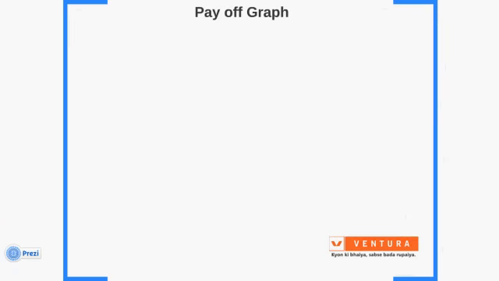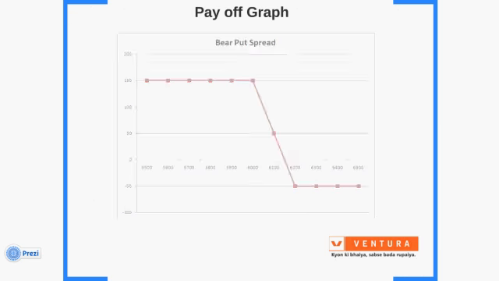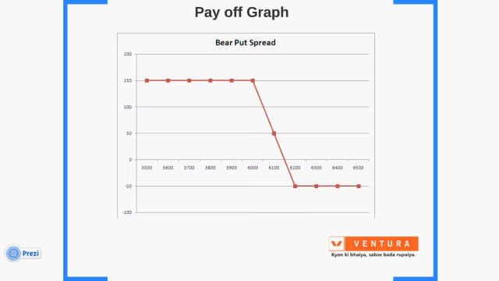Here's what your payoff at different maturity prices will look like. Below the lower strike price, you make the maximum gain, equal to the difference between the two strike prices less the net premium that you've paid. Above the higher strike price, you make the maximum loss, which is equal to the net premium that you have paid. And between the two strike prices, your payoff keeps falling as the price rises.